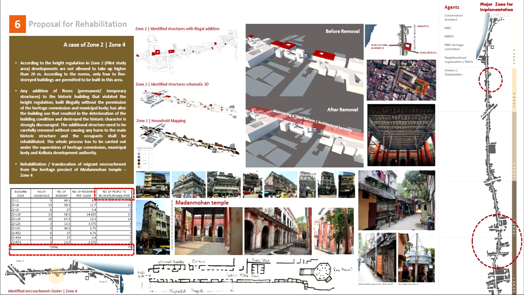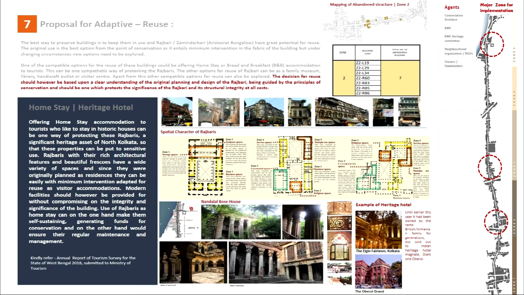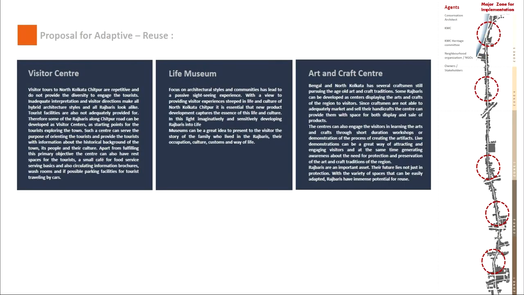Buildings in Zone 2 proposed for the same are identified, calculating the household ratio and the total number of people to be rehabilitated. Proposal for adaptive reuse such as homestay, heritage hotel, visitor center, live museum, art and craft center. The original use is the best option for the point of conservation as it entails minimum interventions in the fabric of the building. But under changing circumstances, new options need to be explored.